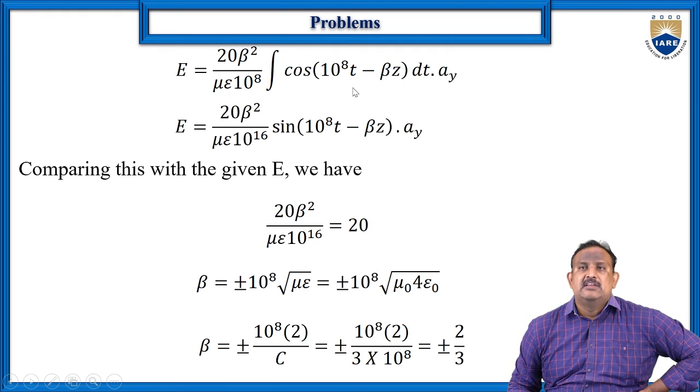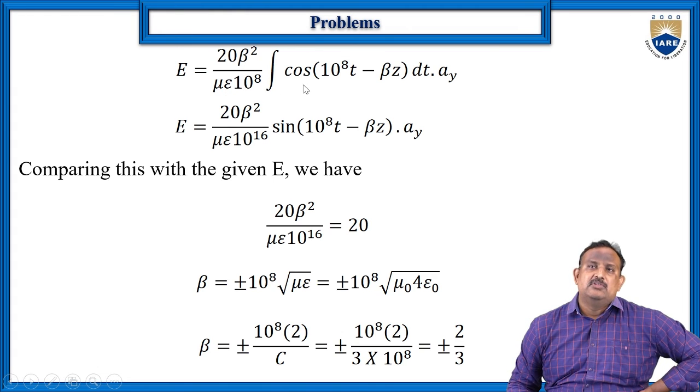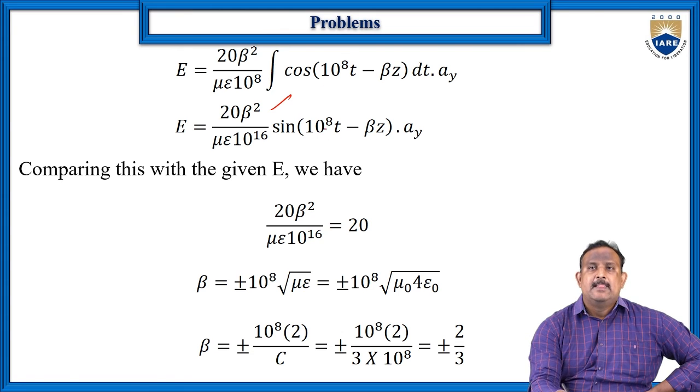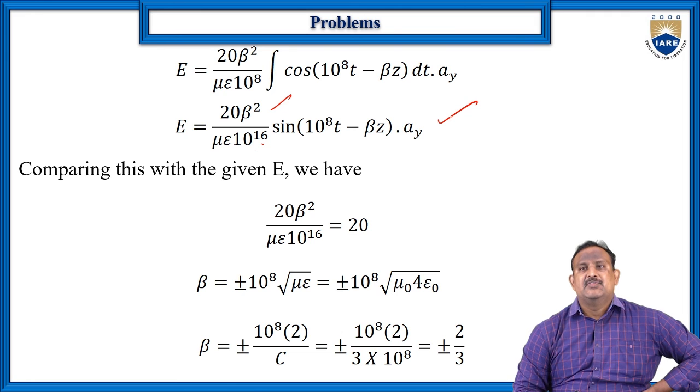Now to find out the electric field intensity, we need to substitute the same into integration. So here E is equal to 1 by epsilon into del cross H. Del cross H equal to 20 beta square by mu into 10 power 8 into integral cos of 10 power 8 t minus beta z into dt. So differentiate the equation with respect to t. Then we have E is equal to 20 beta square by mu epsilon into integration of cos is sin 10 power 8 t minus beta z into integration of 10 power 8 t, 1 by 10 power 8. So it becomes 10 power 16. So it is the electric field intensity E.